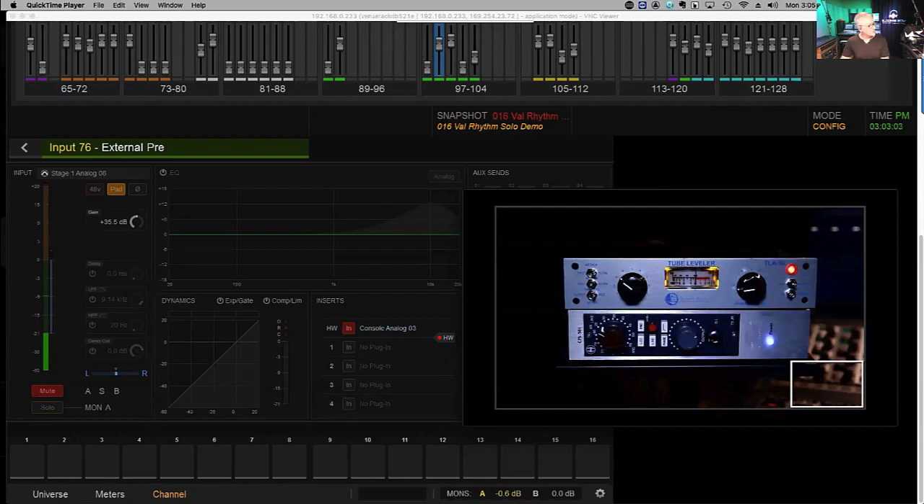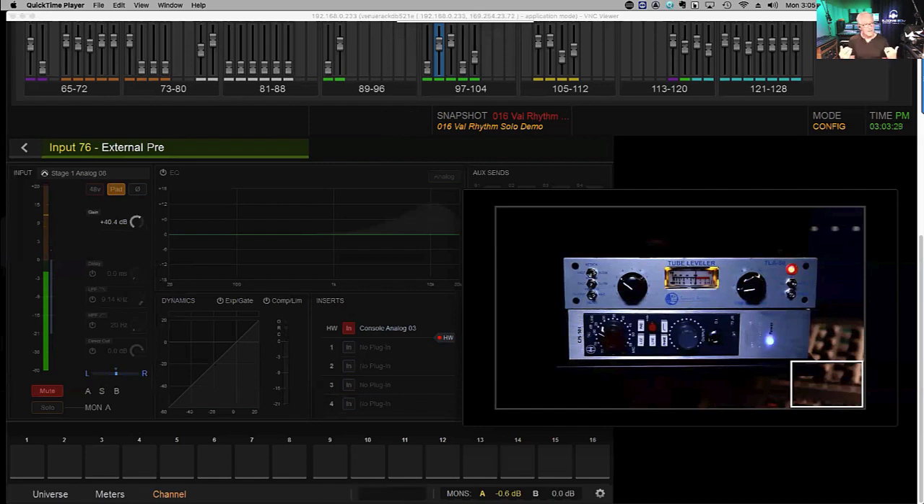So if I switch to pre-insert metering, notice I see a different preamp there. That is the actual stage rack pre that I have plugged in with the same signal, right? So here's post-insert metering, here's pre-insert metering, and this preamp is actually adjusting that. This is the stage rack pre in that channel being adjusted.